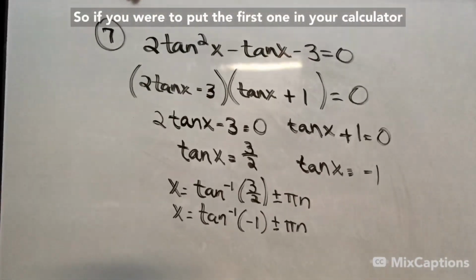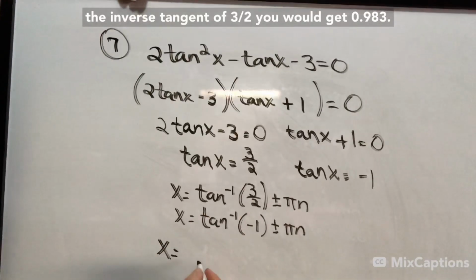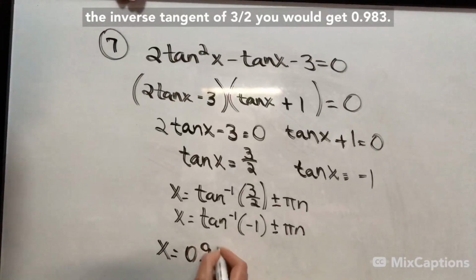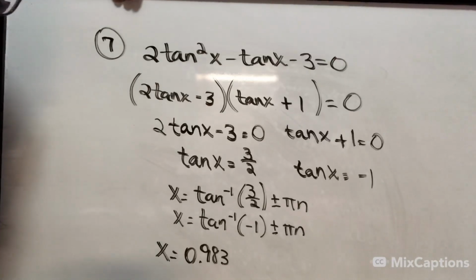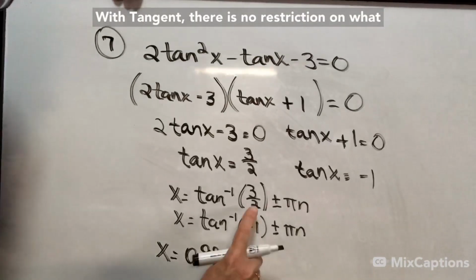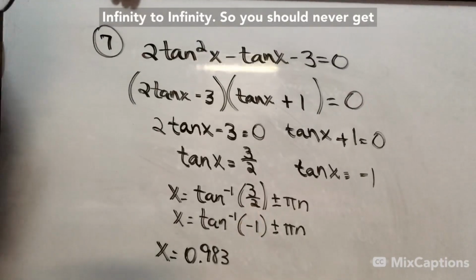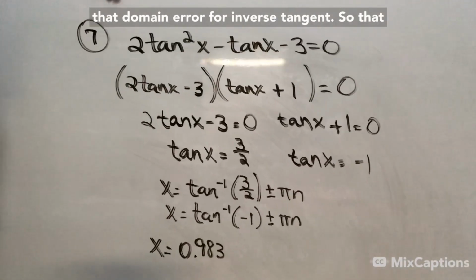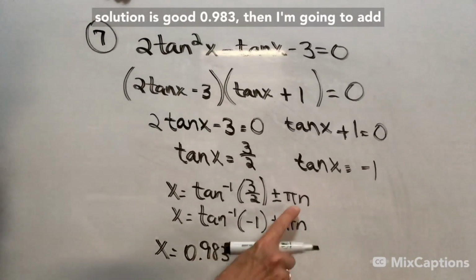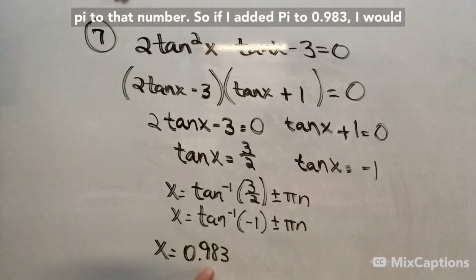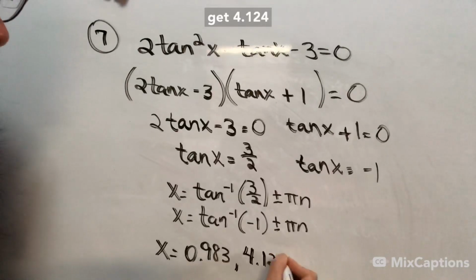Okay, so if you were to put the first one in your calculator, the inverse tangent of 3/2, you would get 0.983. Now this one is different than sine and cosine. With tangent, there's no restriction on what number is here, so it can be anything from -infinity to infinity. So you should never get that domain error for inverse tangent. So that solution is good, 0.983. Then I'm going to add pi to that number. So if I added pi to 0.983, I would get 4.124.